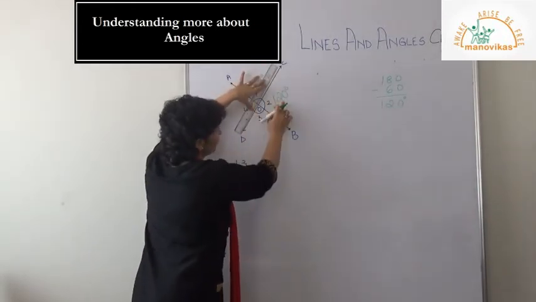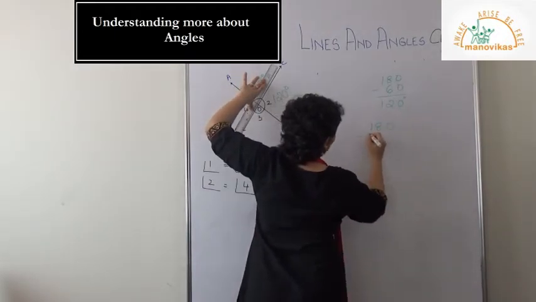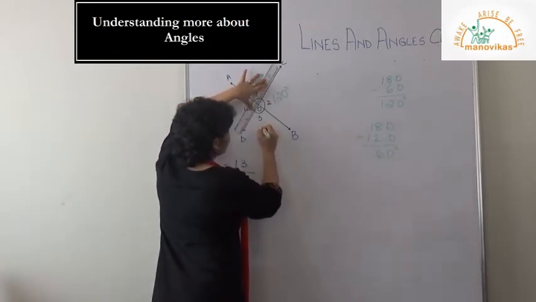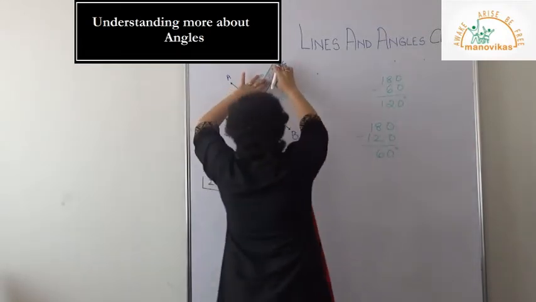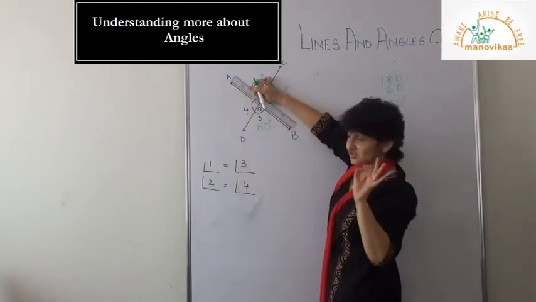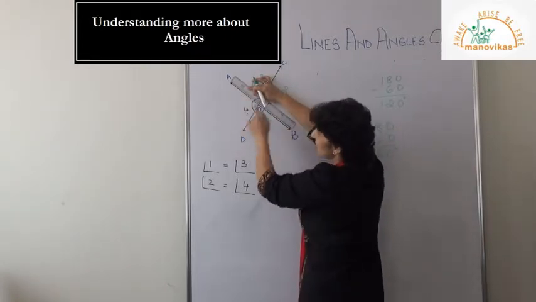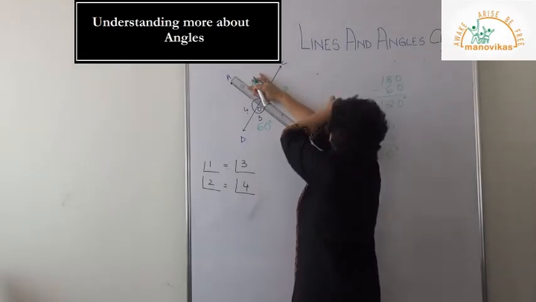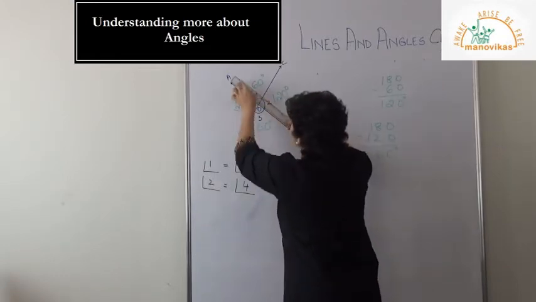Correct? Now if this is a straight line, if this is 120, I know 180 minus 120 is equal to 60 degrees. That means this angle is equal to 60 degrees. Have you understood? So now let's move again to this angle AOB. I just said AOB is a straight line. That means angle 3 plus angle 4 is equal to 180 degrees. Again I have 60 and I know 180 minus 60 will give me 120 degrees.